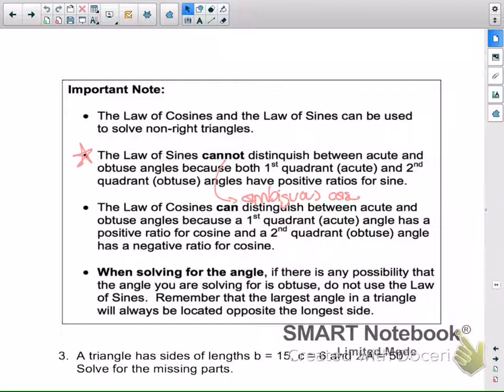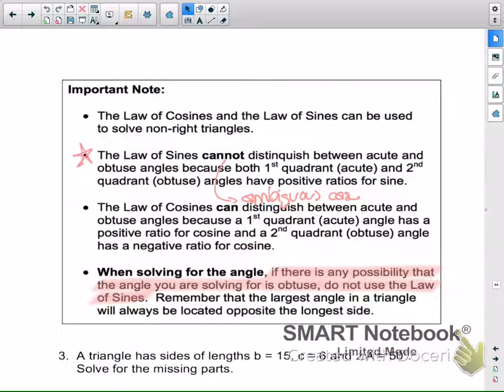So the last bullet point is really what matters to us. When solving for the angle, if there's any possibility that the angle you are solving for is obtuse, do not use the law of sines. If you stick to that, then you will mostly, unless I force it, avoid the ambiguous case. Okay? So if there's any possibility the angle you are solving for is obtuse, do not use the law of sines.